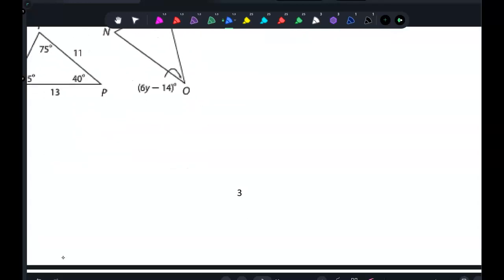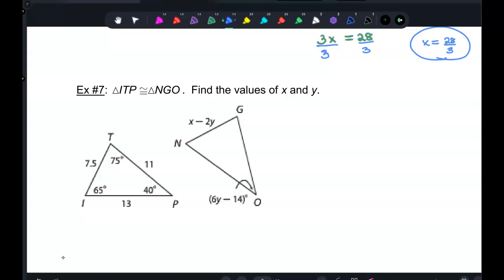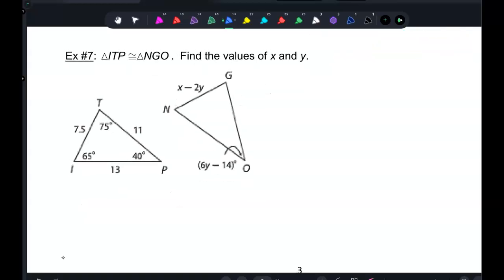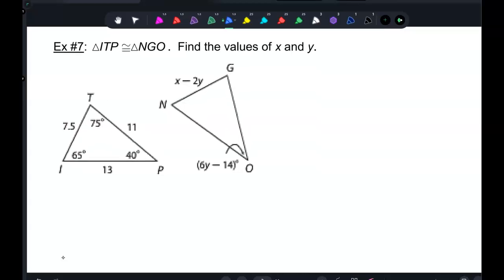Okay, last example. I know it's a little blurry, sorry. Sometimes when I copy and paste things from... Okay, triangle ITP is congruent to triangle NGO. So if it's a little confusing, you can start labeling. Like, so for example, I matches with N. So if I see this is 65, I know N is 65. I don't know if I need that yet, but we can write it.